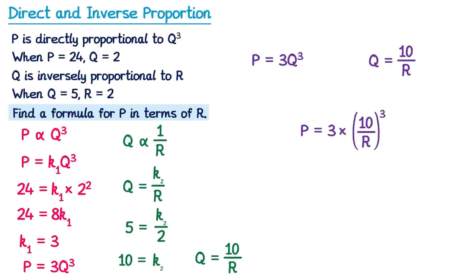Now all we need to do is simplify this, so we've got p is equal to 3 times, if you cube the fraction, 10 cubed, which is 1000, over r cubed. Then we can multiply these together. The 3 is just 3 over 1, so if you multiply numerators, 3 times 1000 is 3000, and 1 times r cubed is r cubed. So the answer is p equals 3000 over r to the power 3.